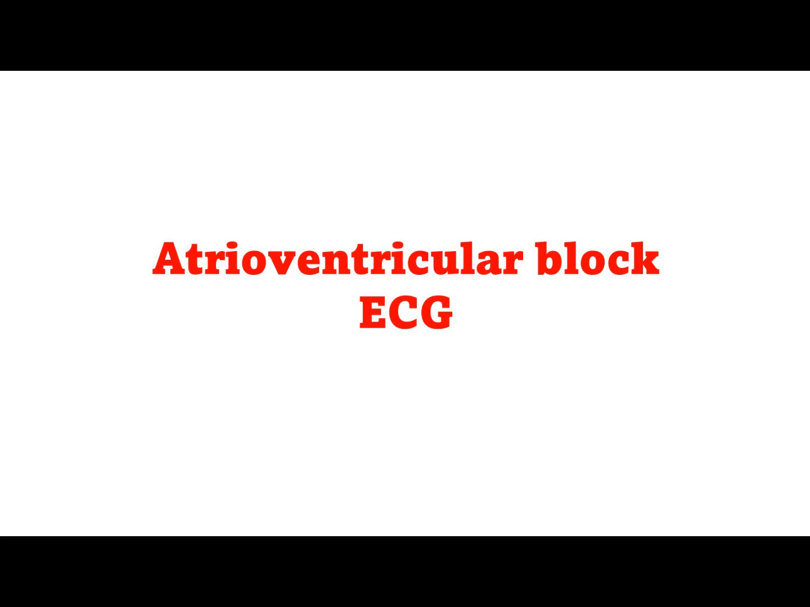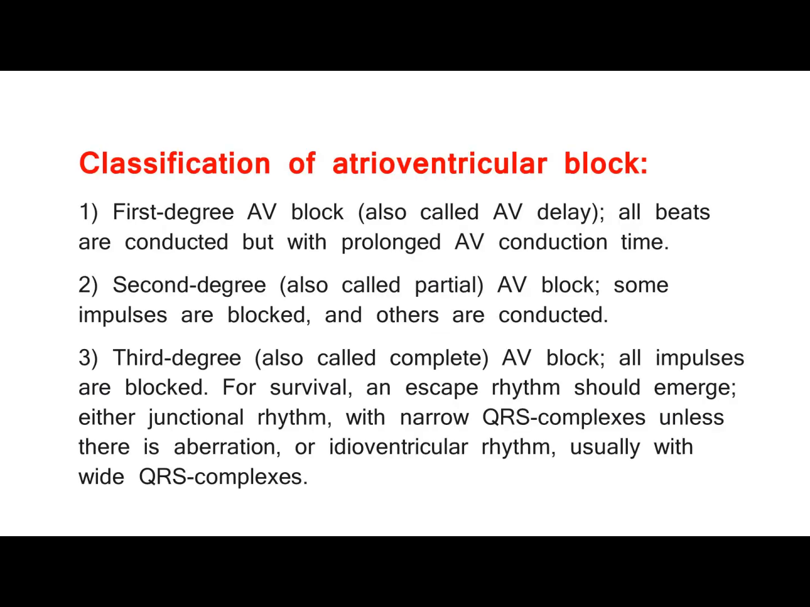Atrioventricular block ECG. Classification of atrioventricular block. 1. First degree AV block, also called AV delay: all beats are conducted but with prolonged AV conduction time. 2. Second degree, also called partial, AV block: some impulses are blocked, and others are conducted. 3. Third degree, also called complete, AV block: all impulses are blocked.